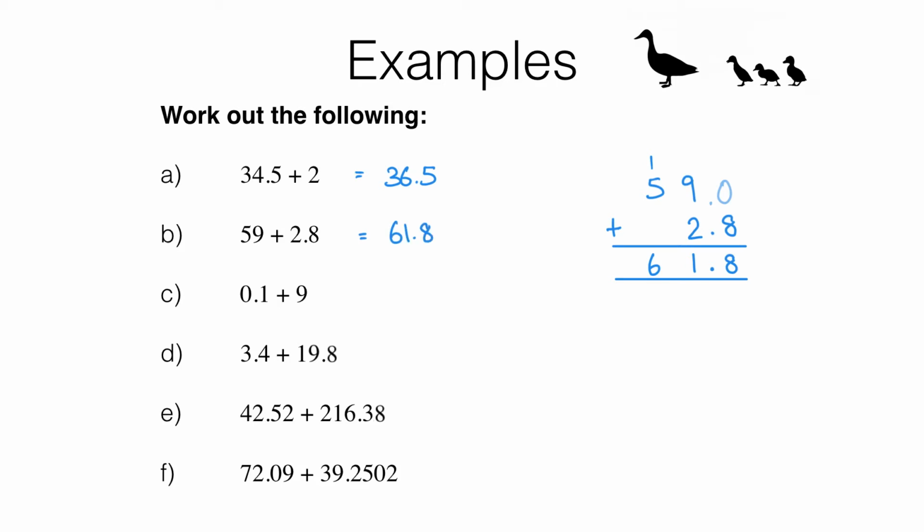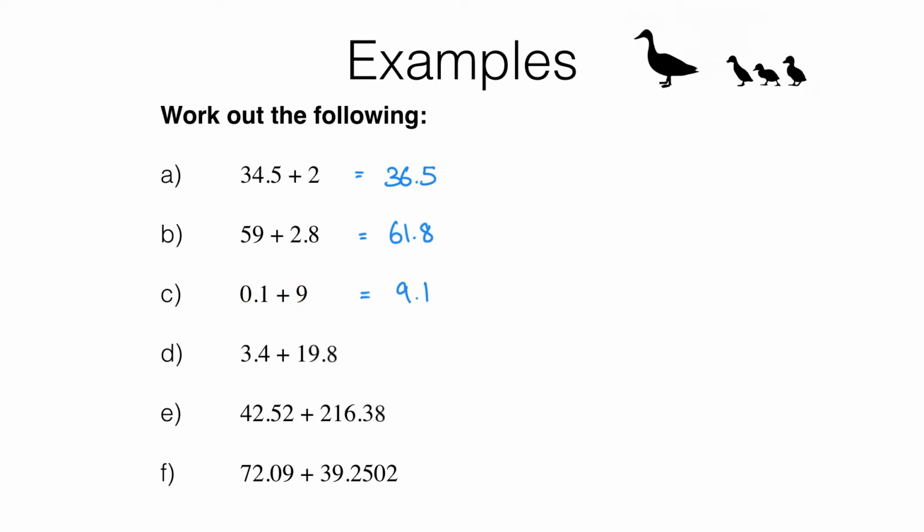Let's move on to question C. This is one we can easily do in our heads with no working required. We've got no units, 1 tenth, plus 9 units. Well, that's 9 units and 1 tenth, which is just 9.1. We've got 9 in the units column and 1 in the tenths column, so that's 9 units and 1 tenth, which is what we have here in total.